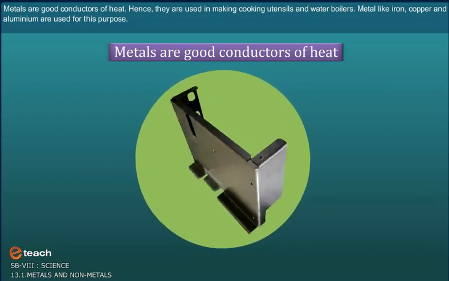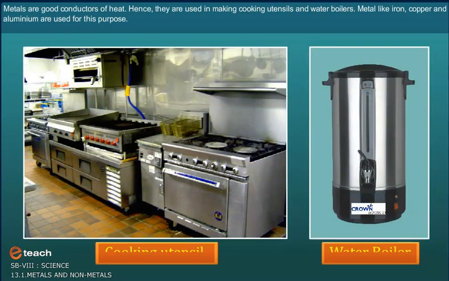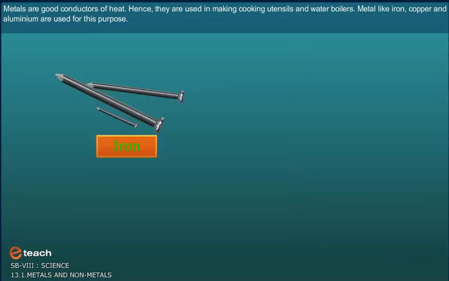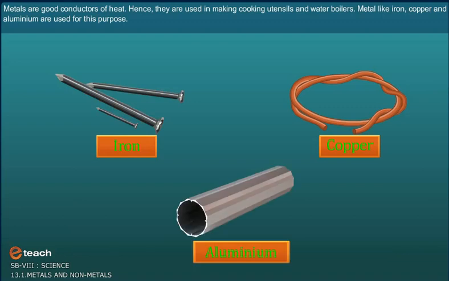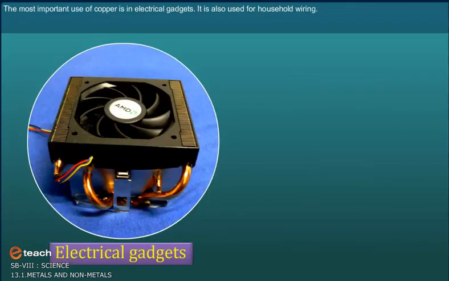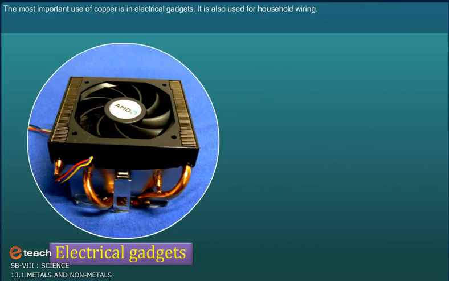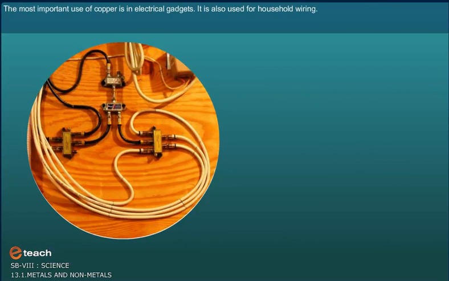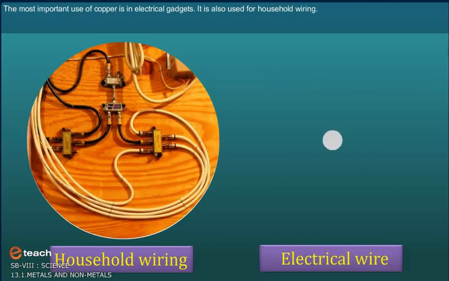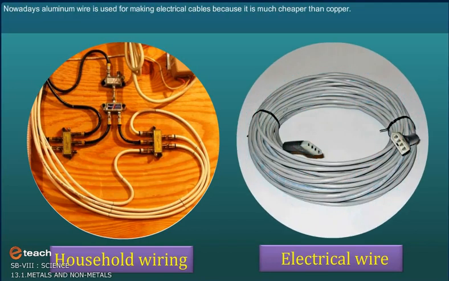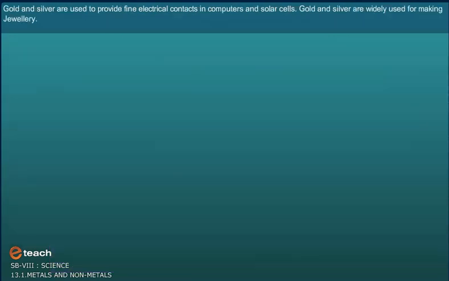Metals are good conductors of heat. Hence, they are used in making cooking utensils and water boilers. Metals like iron, copper, and aluminium are used for these purposes. The most important use of copper is in electrical gadgets. It is also used for household wiring. Nowadays, aluminium wire is used for making electrical cables because it is much cheaper than copper.